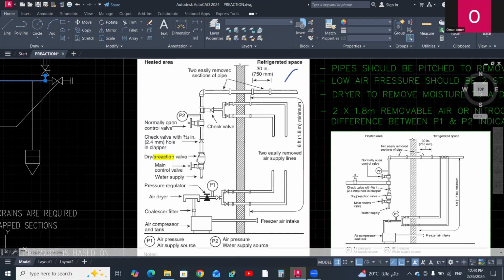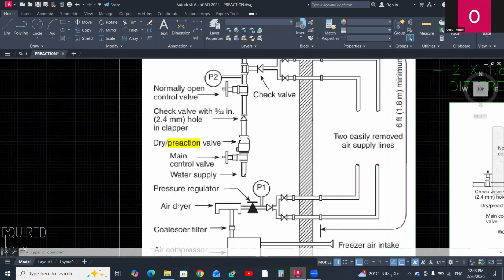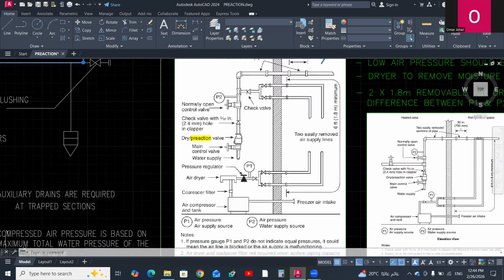As we discussed, in this schematic, a similar diagram: isolation valve followed by a pre-action valve and a check valve, then a normally open control valve. This valve should be closed in testing condition to prevent the water from flowing in the test period. To prevent the water from flowing inside the system, you have to close this valve and open the test connection or drain pipe connected to the pre-action valve.